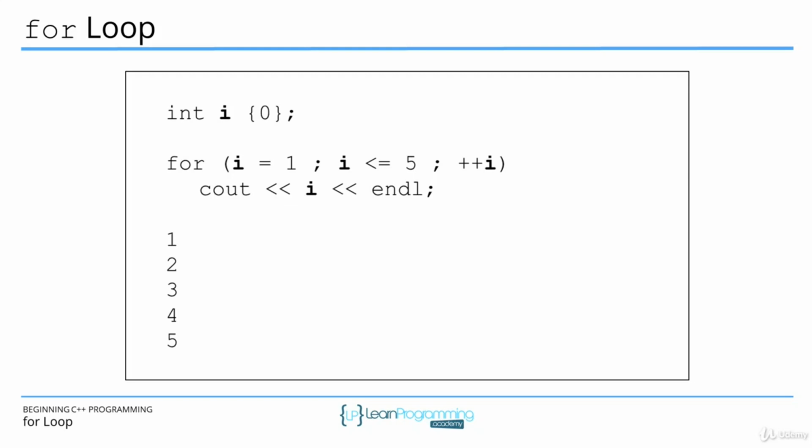We check the condition again and it evaluates to true. So we execute the body of the loop again and display 2. Then we increment i again and keep iterating. After we display 5 items, i will be 5, and then we increment it to 6.